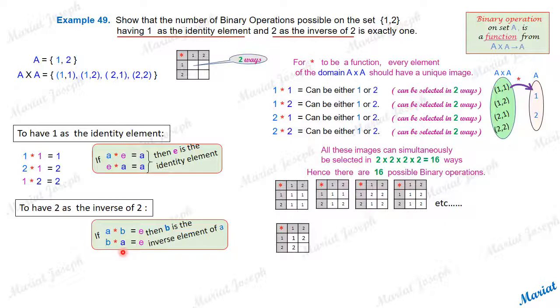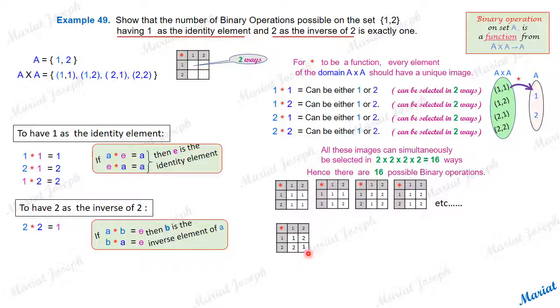That means, to find the inverse element of 2, we should have 2 star something should be equal to 1. And the question says inverse of 2 should be 2 itself, which means A and B should be 2 and 2. 2 star 2 should be 1. 2 star 2 equal to 1 means this 1 is the E and this 2 is the inverse of this 2. So 2 is the inverse of 2. To have 2 as the inverse of 2, we should write 2 star 2 is equal to 1. Let us fill that also. 2 star 2. Here the question says fill 1.